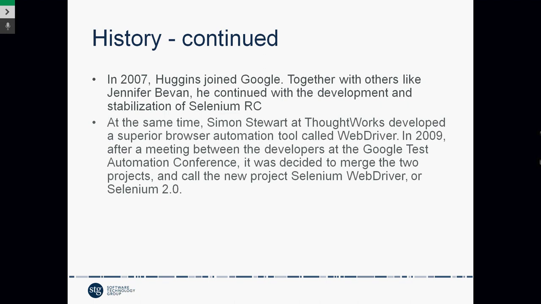At the same time, Simon Stewart at ThoughtWorks developed a superior automation tool called WebDriver. In 2009, after a meeting between the developers at the Google Automation Test Conference, it was decided that they would merge the two together. So that's what we have today, known as Selenium WebDriver, or Selenium 2.0.